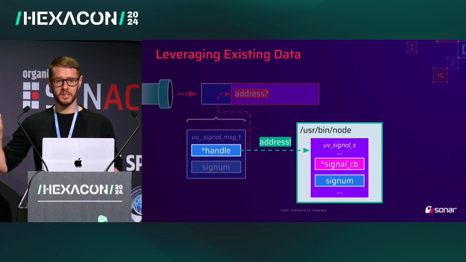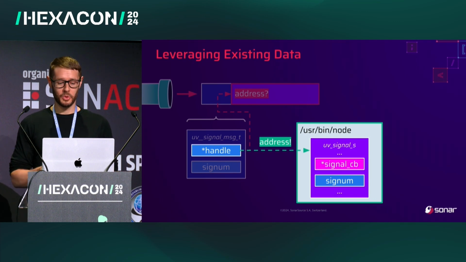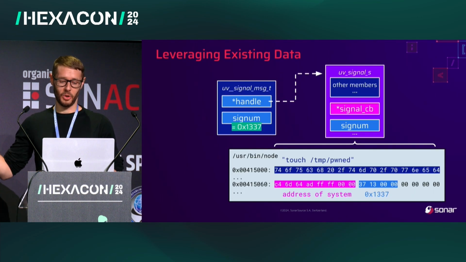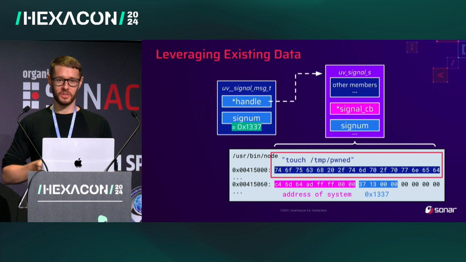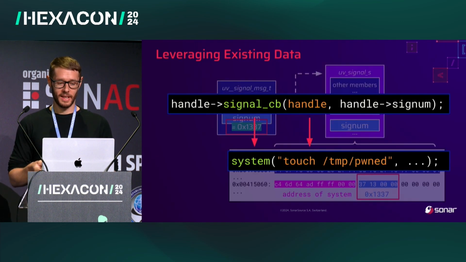If we examine the Node.js image, we might be able to find suitable candidates for a fake signal data structure in the existing data. Our dreams would come true if we could find a data structure like this in the Node.js image. At first, the string that we would like to execute is a command. This would be the first argument to the invoke callback function, since the handle pointer is directly passed to it. This string should be followed by the address of system at the correct offset to overlap with the signal CB function pointer. In that case, we would only need to match the two signal values, and then system would be invoked with the command string as the first argument.